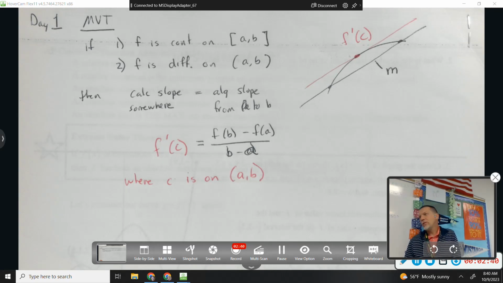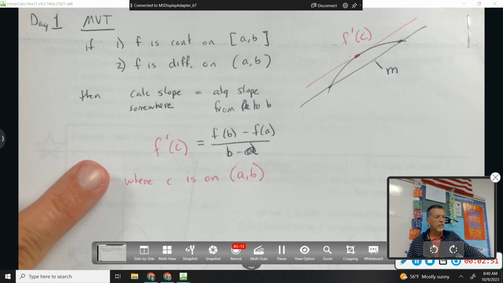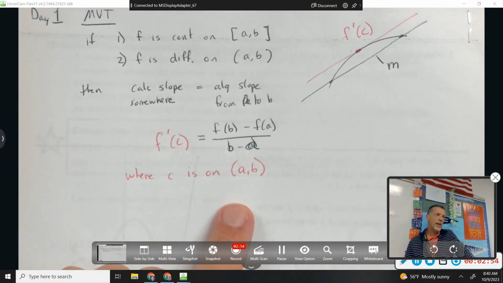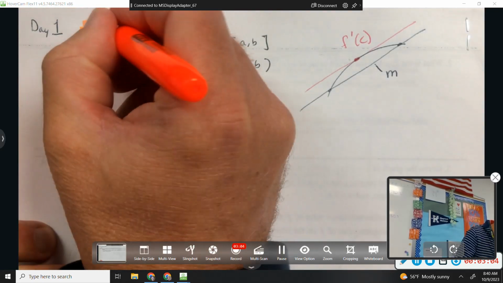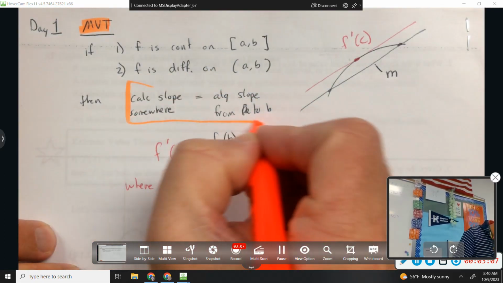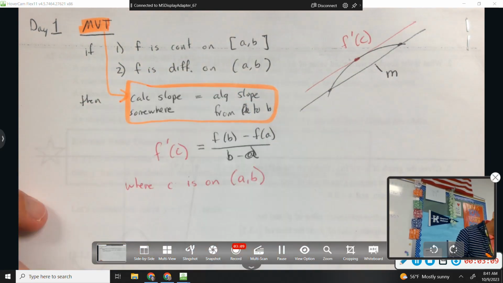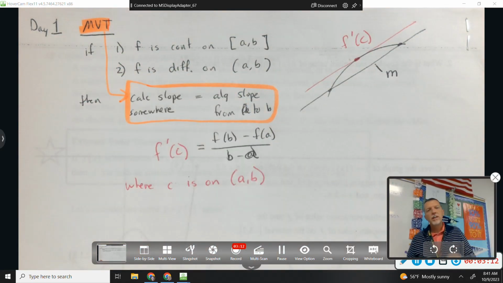And your job is usually to find C. That's usually how the problems are arranged. So you find the algebra slope overall, you take a derivative, you set the derivative equal to the algebra slope, and you figure out where that happens, and you realize, hey, what do you know? It's in between A and B. So lots of detail, but the main point is that the calculus slope somewhere on the interval is equal to the algebra slope overall. That's MVT.